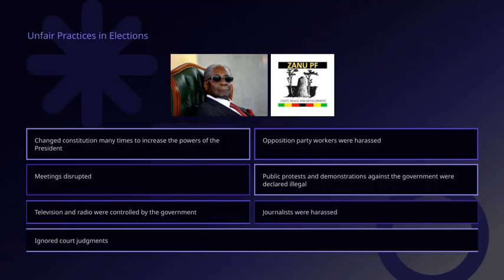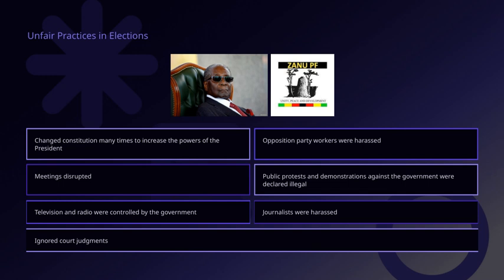Let's talk about some of the unfair practices that have taken place in elections. One of the key issues has been the frequent changes to the Constitution, often to increase the powers of the president. This kind of manipulation can undermine the democratic process and weaken checks and balances. Additionally, meetings that are supposed to be free and fair were often disrupted, making it difficult for opposition voices to be heard. The government also controlled television and radio, which limited access to unbiased information and influenced public perception.